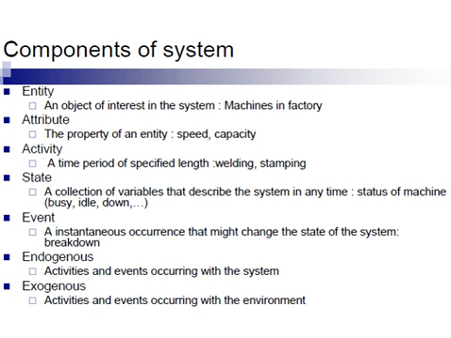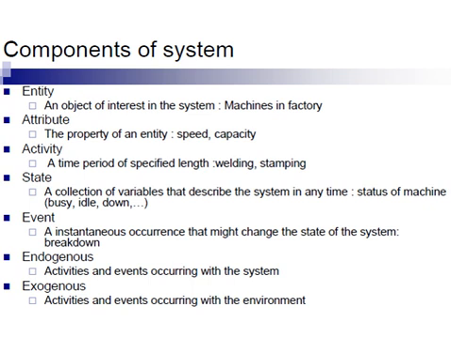Or you can say that the state of a system is defined as the collection of variables that are necessary to describe a system at any time, relative to the objective of the system, or you can say the state of the system means a description of all entities, attributes and activities as they exist at one point in time. The status of machine, as we said, could be busy, idle, down.